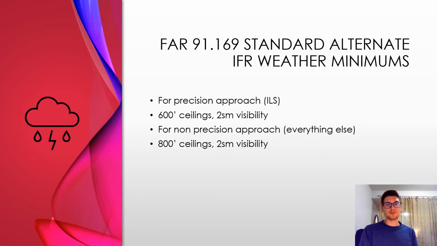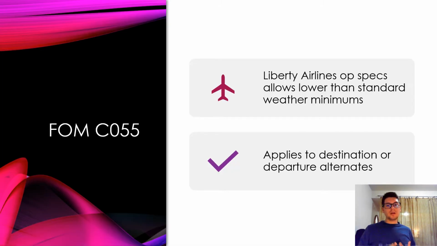Looking at Federal Aviation Regulation 91.169, which is the standard alternate weather minimums. For precision approaches, which are ILSs, you need at least 600-foot ceilings and 2-mile visibility. Whereas for a non-precision approach, which is essentially everything else we're going to use, it's going to be 800-foot ceilings and 2 statute miles visibility.